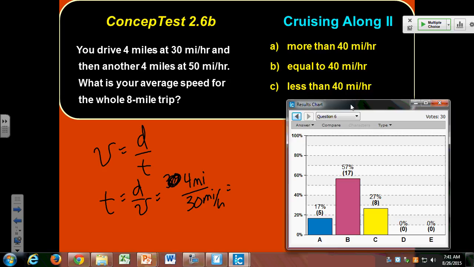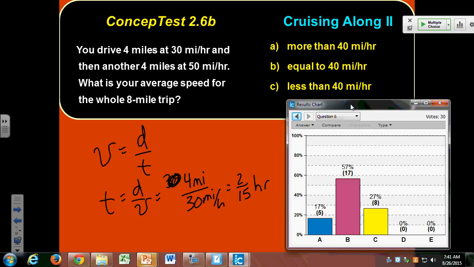That's 4 over 30. It's 2 over 15. We're just leaving a fraction. 2 over 15 hours, 2/15ths of an hour. And then you can do the same for the 50 miles an hour. It's going to be 4 over 50, which is 2/25ths of an hour. All right. So more time traveling at the slower speed.